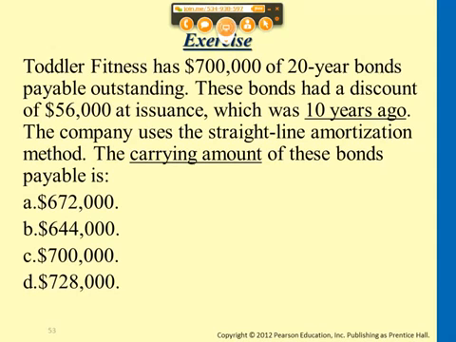So for this problem, at the time point when the company issued the bond, what is the carrying amount at that time? You know, face value is $700,000, you know the discount. So at that time, the carrying amount would be $700,000 minus the $56,000, right? So what is this amount here? It would be $644,000. So this is the carrying amount at the time of issuance.